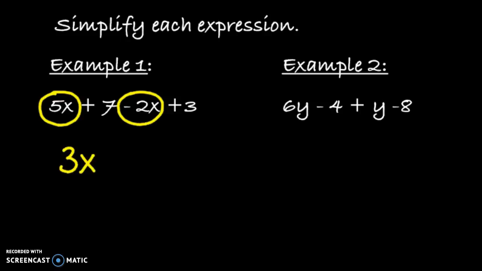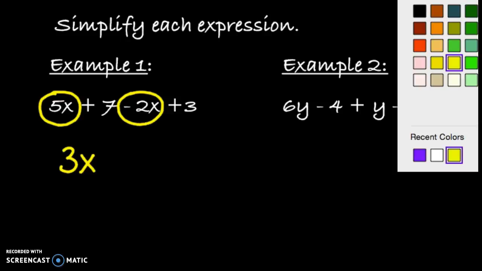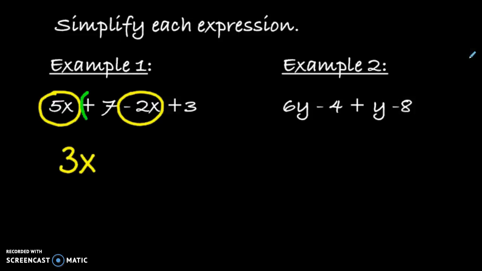Okay? I have some more like terms in this situation, or at least another like term here. I have this positive 7 here, and I have a positive 3. These are just both constant numbers here. I can add up 7 and 3, and that gives me 10. If I have 3x plus 10, I can't simplify that any further because those aren't like terms. So when I say simplify the expression, your final answer is 3x plus 10.